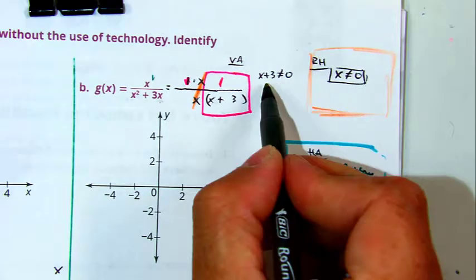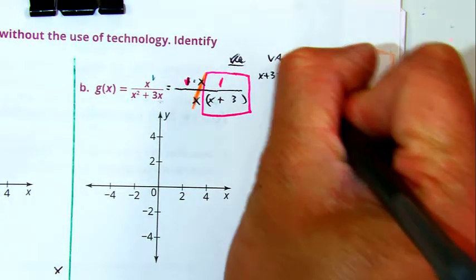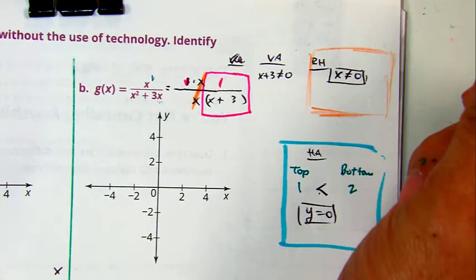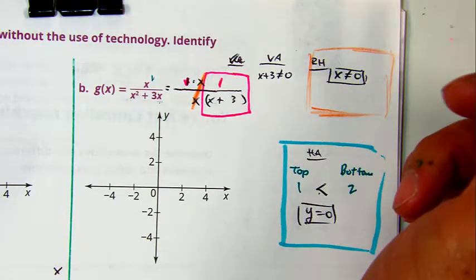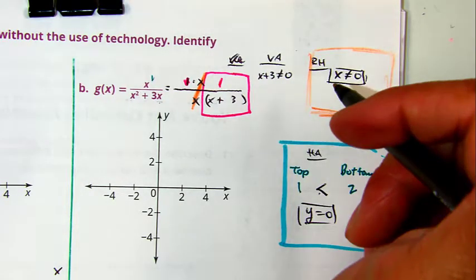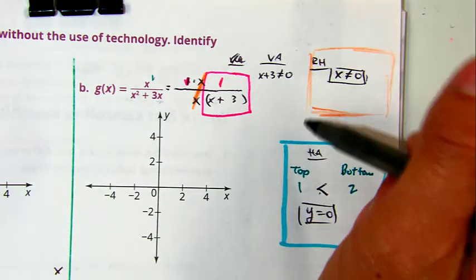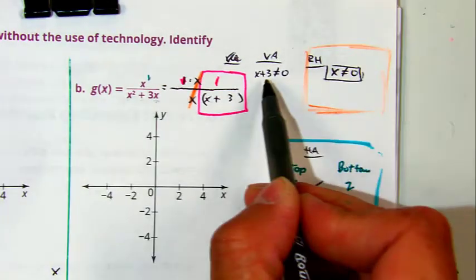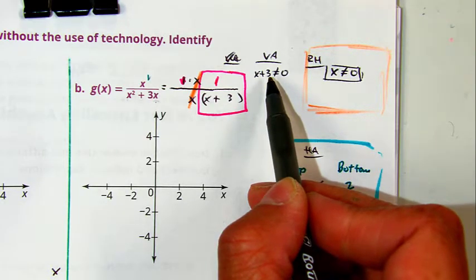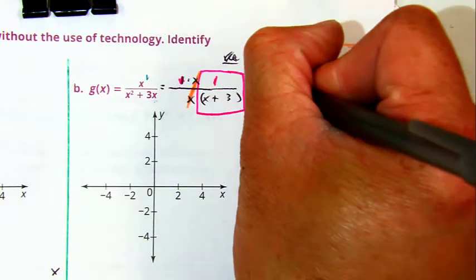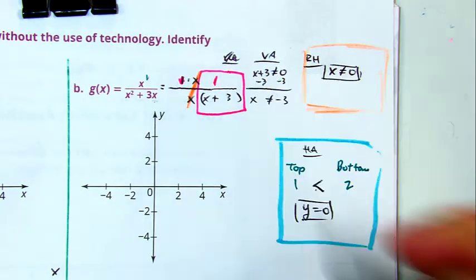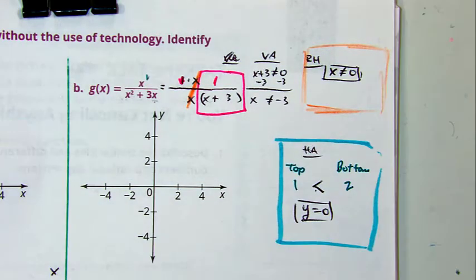Marisol, if you solve this, let's move this over. How do you solve for x? How do you get x by itself? We're just using our algebra. How do I get rid of this plus 3? Yeah, we're going to take negative 3. So we're going to have a vertical asymptote at x equals negative 3.